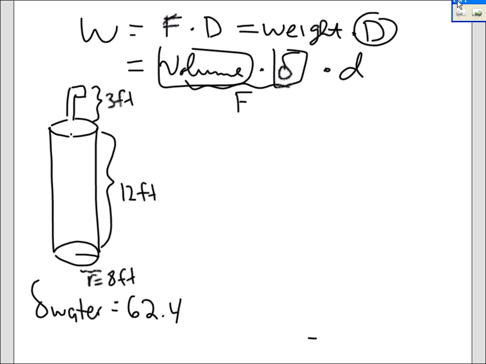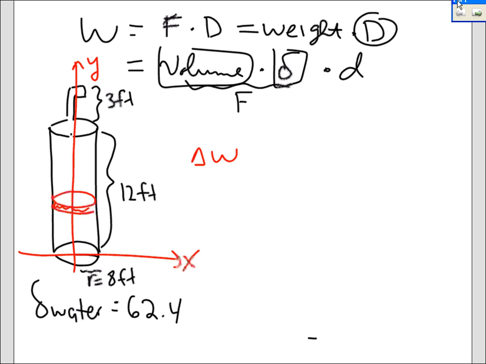So what you do is, first let's put some axes in. X-axis, Y-axis. And let's concentrate on this one slab of water. Moving this slab of water up and out, that's only a little bit of work. That's only part of the work, so we'll call it delta W. And it's going to equal the volume times the density times the distance traveled.